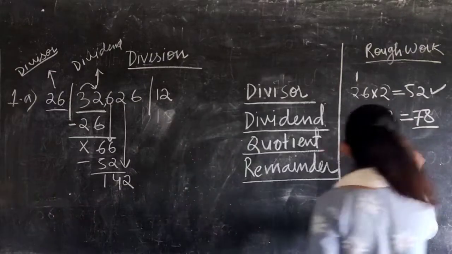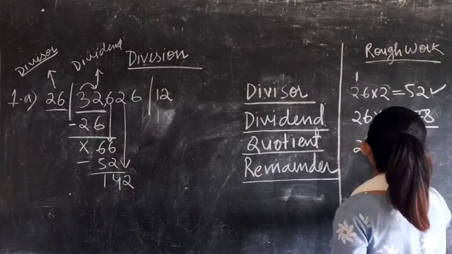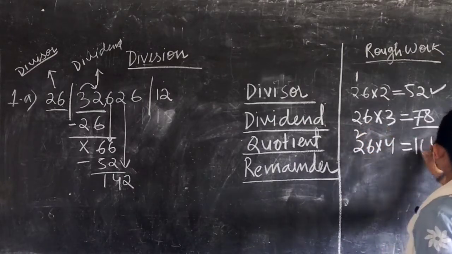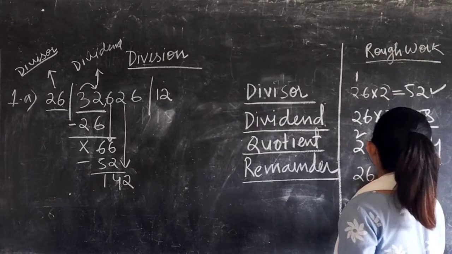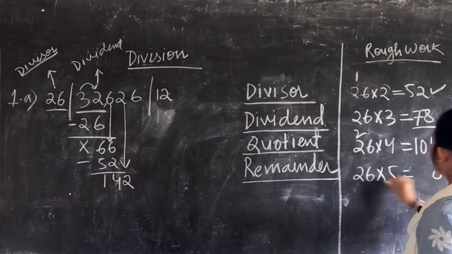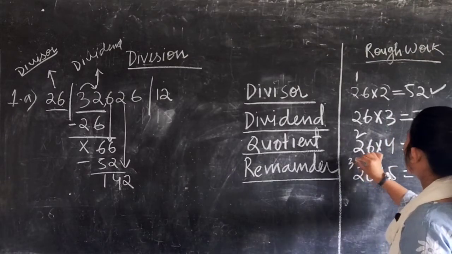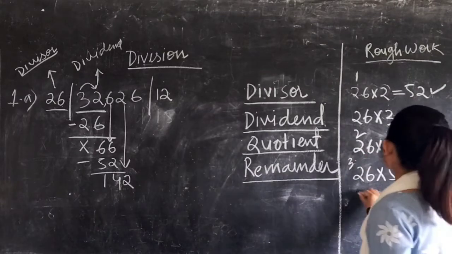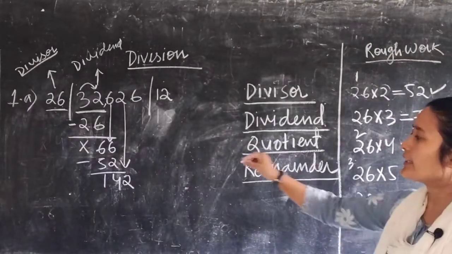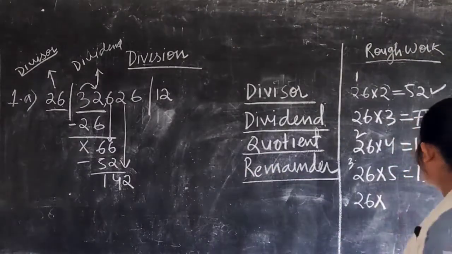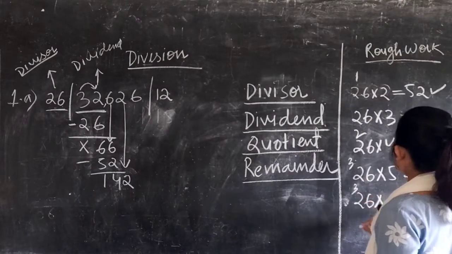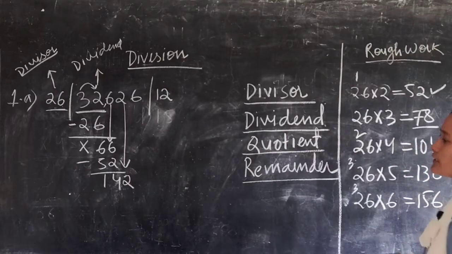Now since you are at 78, now 26 into 4. 6 fours are 24, 2, 4 twos are 8, 9, 10. So let's see one more number which will be much closer to 142. So 6 fives are 30, 5 twos are 10, 11, 12, 13, 130. So let's do one more till we get the number which is greater than that of 142. Let's multiply. Okay. Now 6 sixes are 36. 6 twos are 12, 13, 14, 15. So 156 is greater than 142.